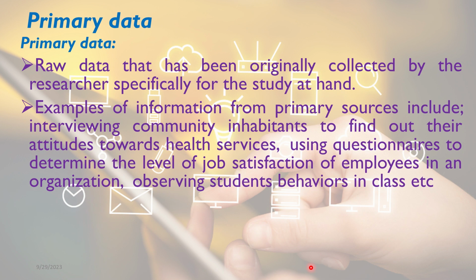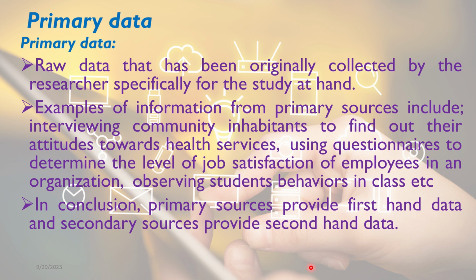For example, if we want to get some information, for that purpose you interview community inhabitants to find their attitudes towards health services. That can be done by using questionnaires to determine the level of job satisfaction of employees in the organization, right? You can simply observe students' behavior in the class, students' performance in exams, right? So primary sources provide first-hand data, and secondary sources provide second-hand data.